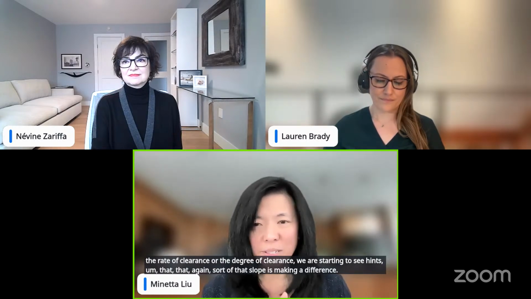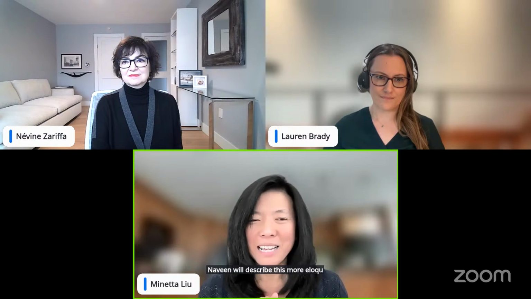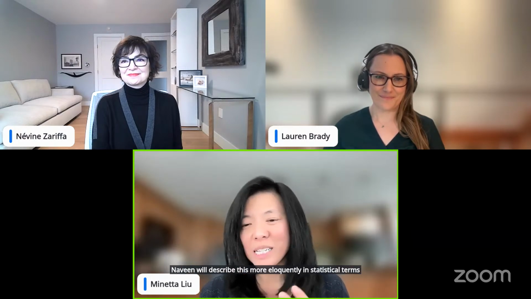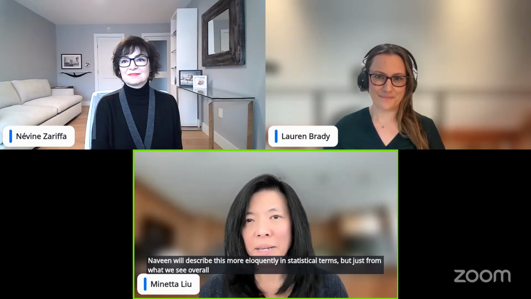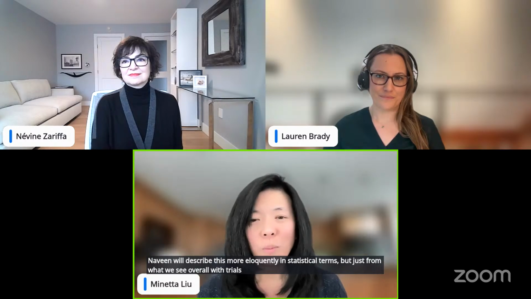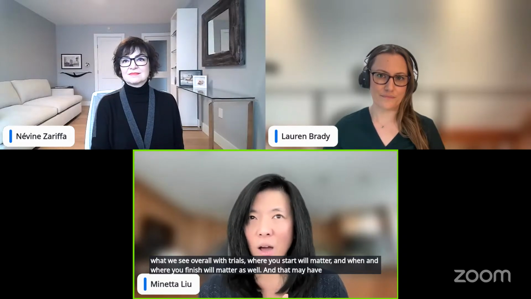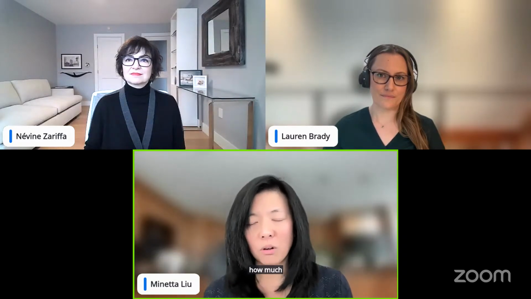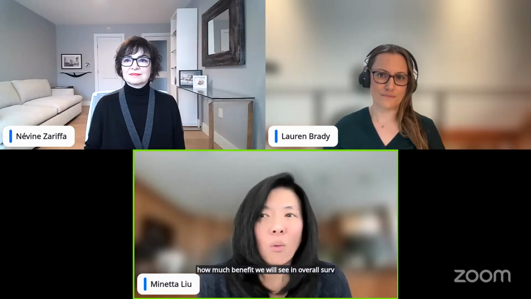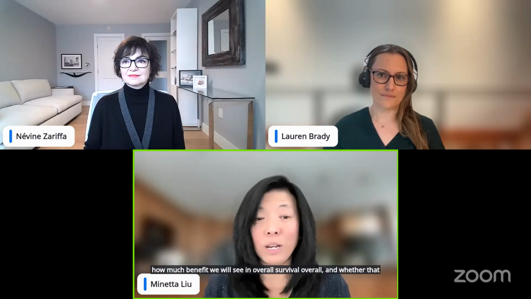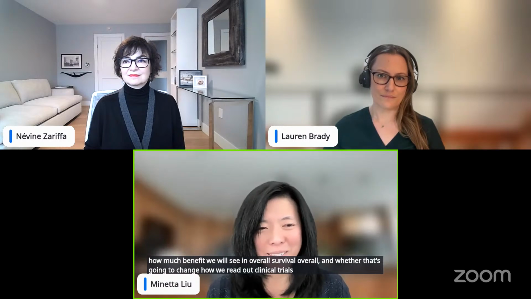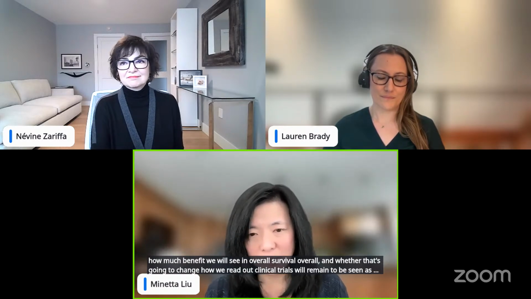Naveen will describe this more eloquently in statistical terms, but just from what we see overall with trials, where you start will matter, and when and where you finish will matter as well. And that may have bearing on how much benefit we will see in overall survival, and whether that's going to change how we read out clinical trials will remain to be seen as we conduct these prospectively.